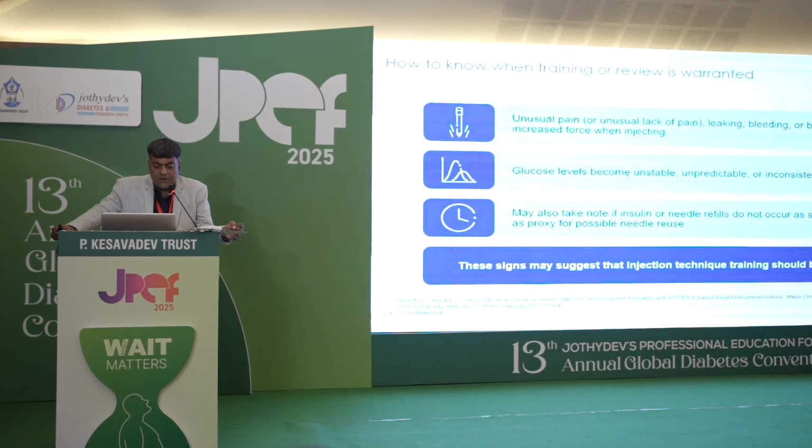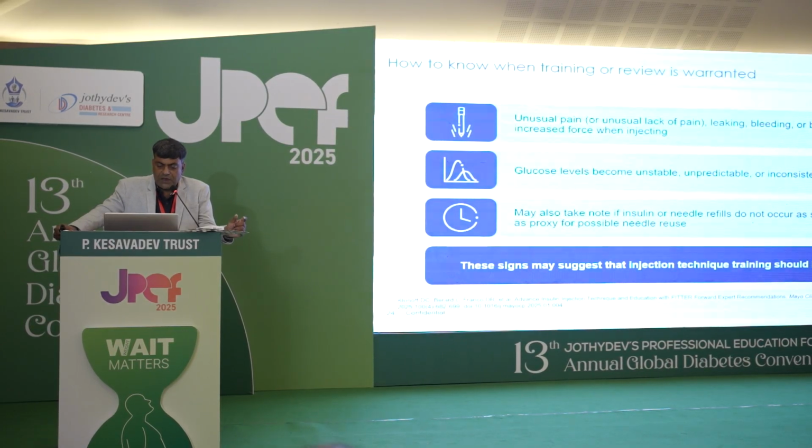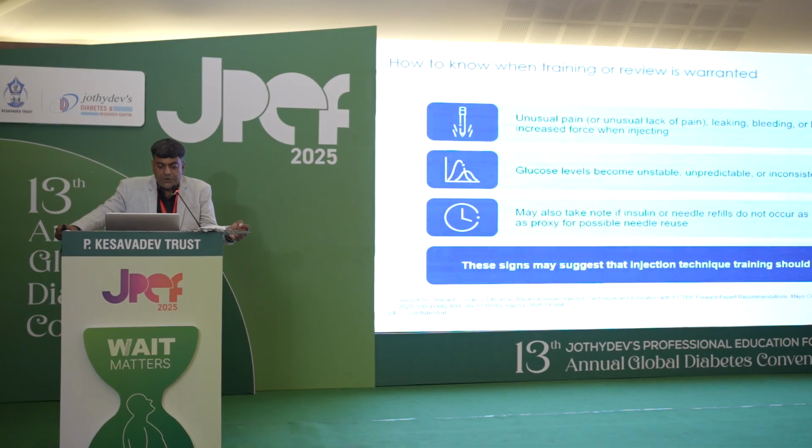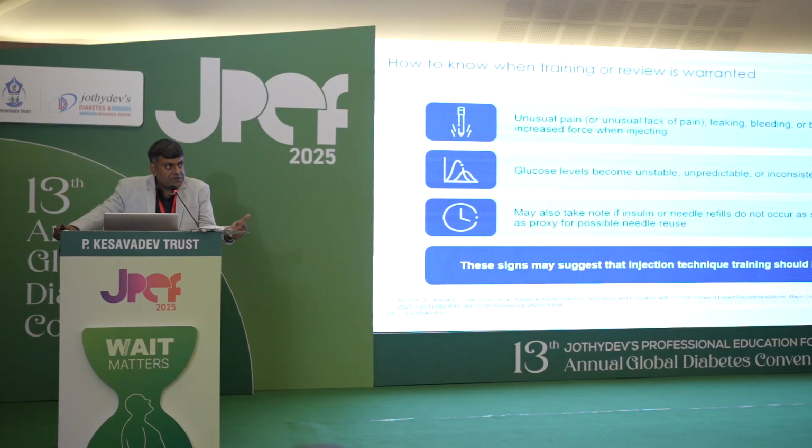So to conclude, I think how to know when the review of the training is required. So a person who is experiencing pain while injecting, who is having leaking, bleeding, bruising, it means that there is something wrong. The patient might not be either changing the needles or not using the right site. So if there are any complaints like this, we must review the technique and educate the patient again. If the glucose levels become unstable, hypos and hypers as we discussed earlier, then again we must review this.